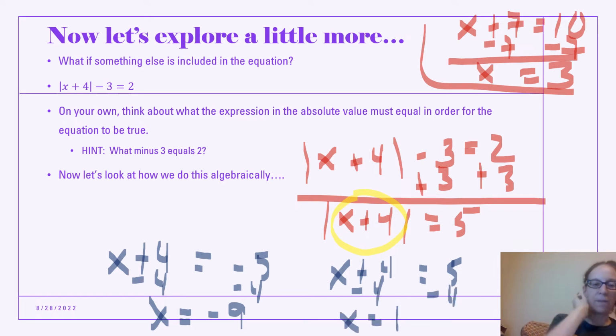And you can do the same thing with checking your answer. So if you did negative 9 plus 4 is negative 5. The absolute value of negative 5 is 5, and 5 minus 3 is 2. If you had 1 plus 4 is 5. The absolute value of 5 is 5. 5 minus 3 is 2. Okay, and so the answer is check.